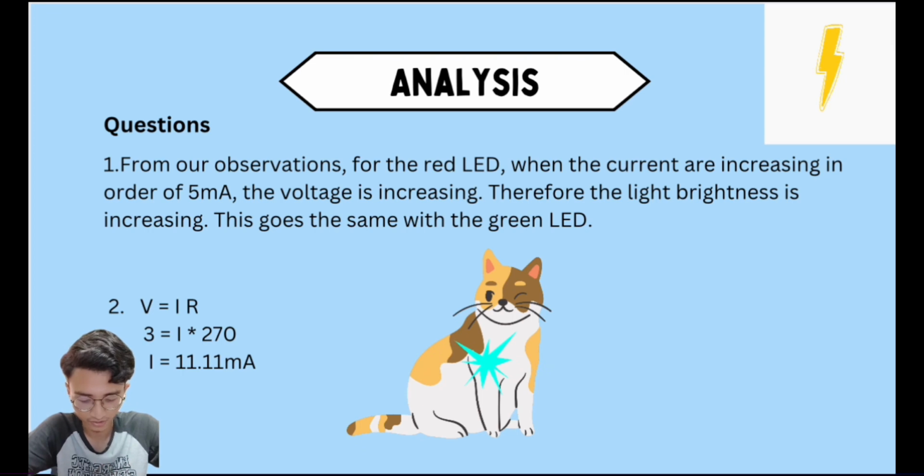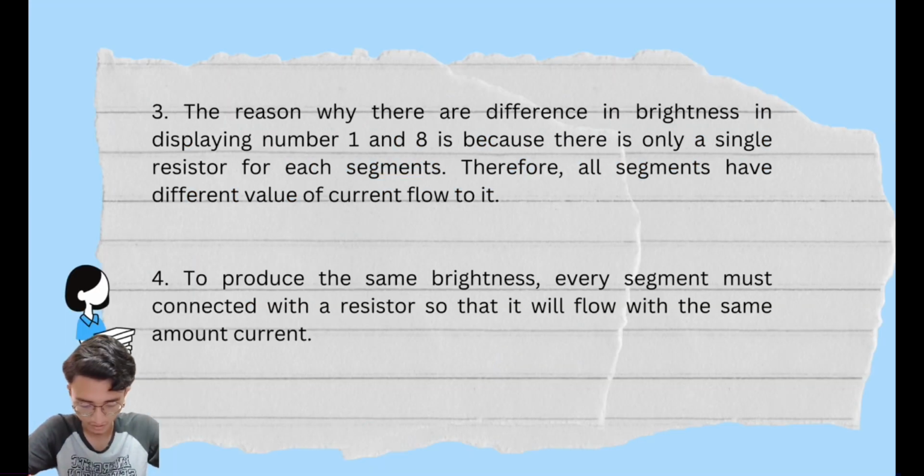For the second analysis, if number 8 is displayed, estimate the current through the 270 ohm resistor. By using Ohm's law, which is V equals IR, we can find the current through the 270 ohm resistor.